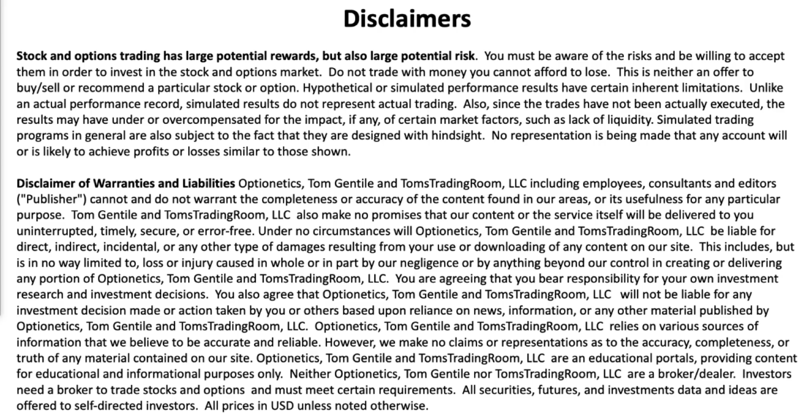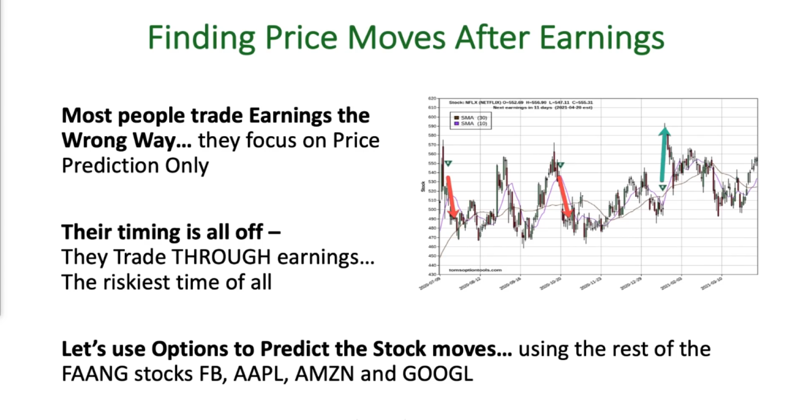I'm here to show you how it is that we spot high probability opportunities and trade them alternatively to simply buying the stock itself. All right, so the big thing that I want to mention as we go into this video is that, like I said last week, people trade earnings the wrong way. They focus on price prediction only, and they really look at it as a guess. And that guess typically comes from a lot of chatter that happens on mainstream media. All right, their timing is off. They trade through earnings. That's the riskiest time of all.